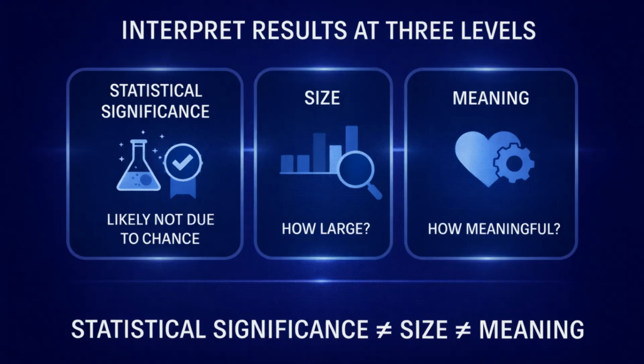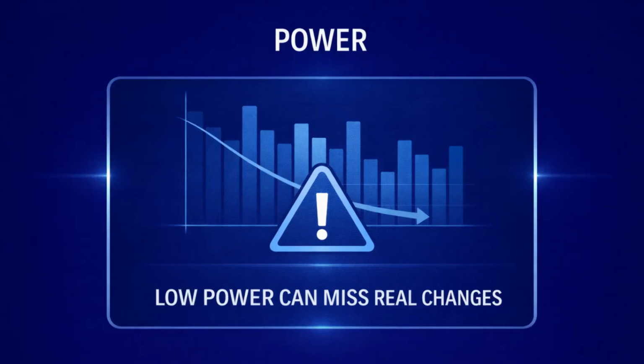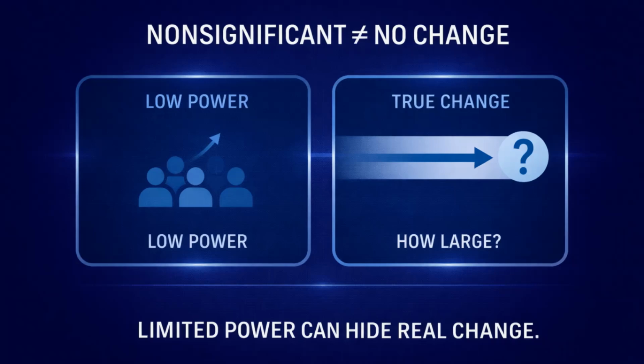Results from a paired samples t-test are interpreted on 3 levels. Statistical significance indicates whether the average change across participants is unlikely to be due to chance alone. Statistical significance does not indicate how large or meaningful that change is. Effect size addresses that question by describing how substantial the change is in practical terms. Power explains why some real changes are not detected, especially when sample sizes are small, or when changes vary widely across participants. A non-significant result may reflect limited power, rather than the absence of change.